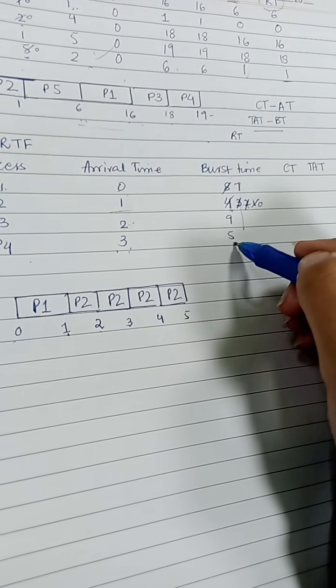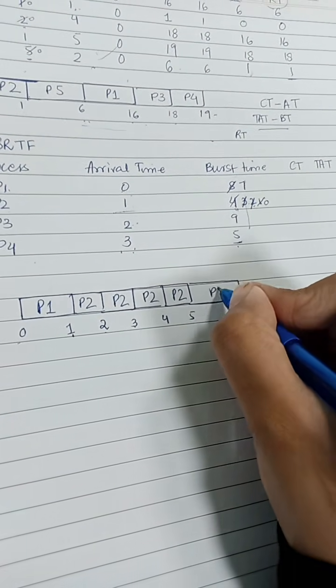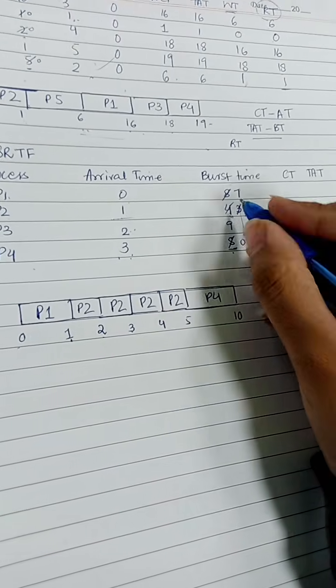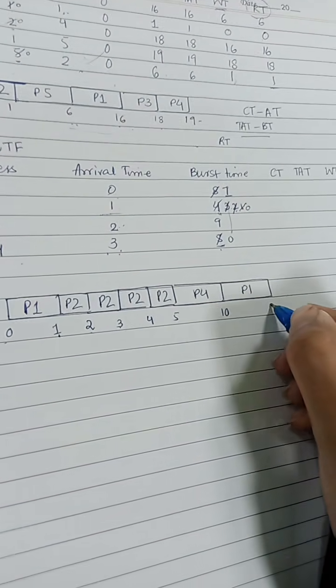Burst time of P4 is the least, so I'm going to take this and execute it 5 times, right? So P4, 5 plus 5 becomes 10. This becomes 0. Then I have 7 as the lesser burst time, P1. I'm going to execute it for 7 units. P1, this becomes 17.